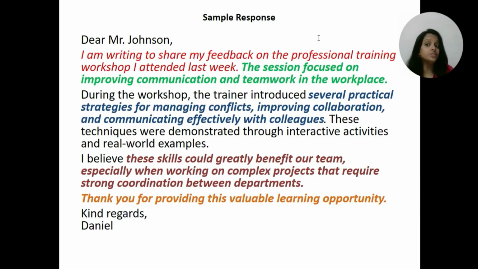The second prompt was asking us to explain what was learned in the workshop, right? So if you see the response here, several practical strategies for managing conflicts, improving collaboration, and communicating effectively with colleagues. All these have been mentioned. So, can you notice the use of parallel vocabulary here? Managing conflicts, improving collaboration, communicating effectively. So, this type of structure shows strong language control.